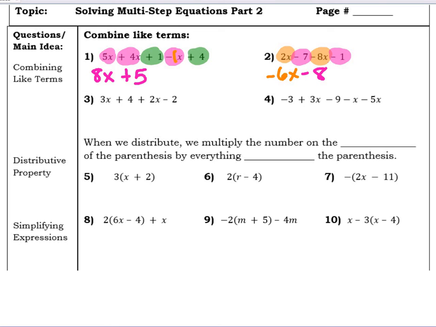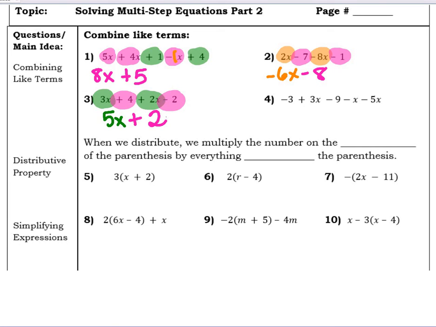Okay, on the next one, again identifying which are alike. So I have a 3x and a positive 2x. So 3 plus 2 gives me 5, and I want to make sure I keep that x with it. And then just combining those constants. So I'm going to combine the positive 4 and the negative 2. Notice I'm keeping the sign that's in front of the number. That's how I know that that 2 is negative, because there's that minus sign there. So a positive 4 and a negative 2 gives me a positive 2.